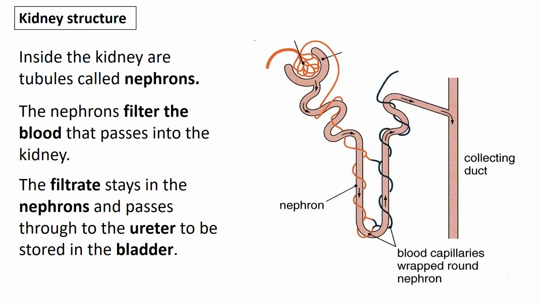If we look at the structure of the kidney, inside the kidney are these little tubes called nephrons. And these nephrons are responsible for filtering the blood and making that filtrate, which becomes the urine. The filtrate, so that's any substances that have been filtered out of the blood, goes in the nephron, stays in the nephron, and is adjusted according to how much water we need to reabsorb and how many ions we need to reabsorb. And then the urine goes down through the collecting duct and then into the ureter to the bladder.